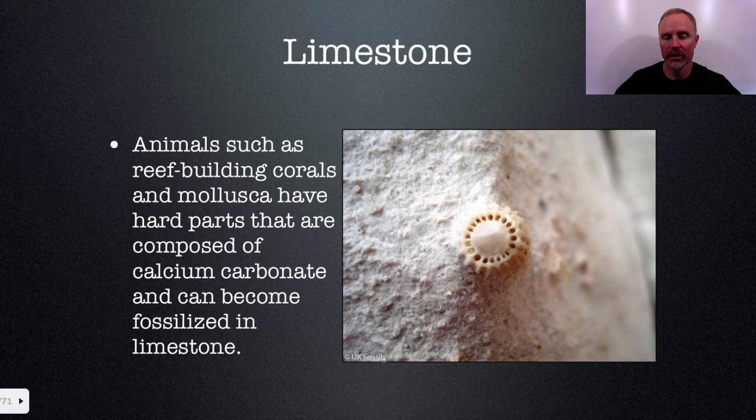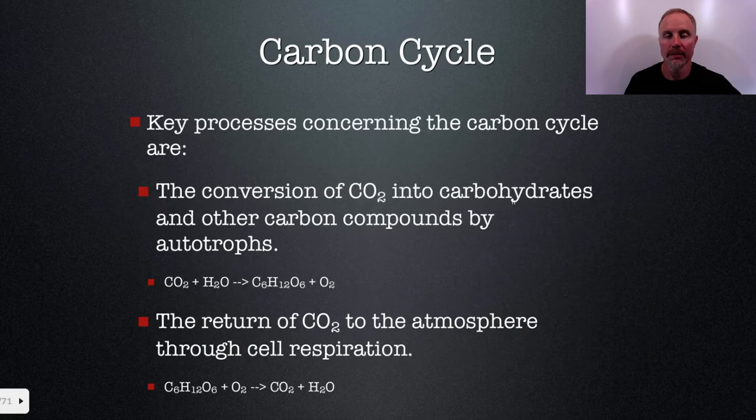And you can see here the shells of this marine organism. It's locked in this sandstone here, and these things get fossilized. So that's a reservoir of carbon in the form of calcium carbonate. And some of the key processes of the carbon cycle is the conversion into carbohydrates by autotrophs. So we discussed this, that's photosynthesis.